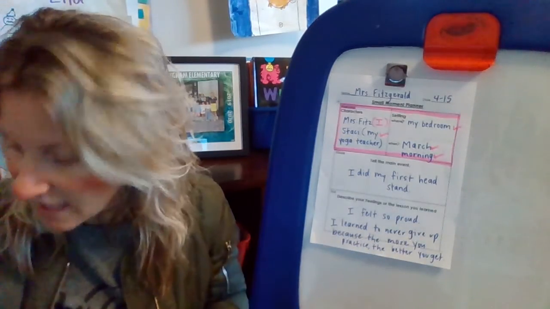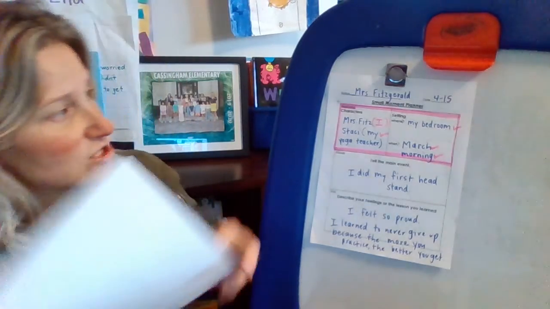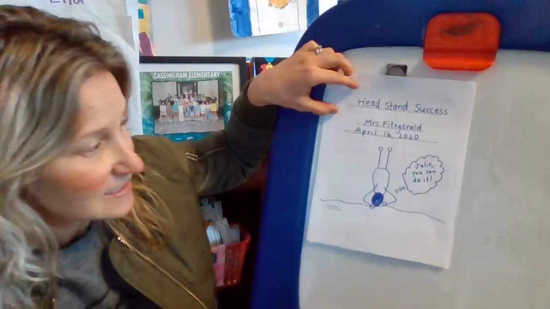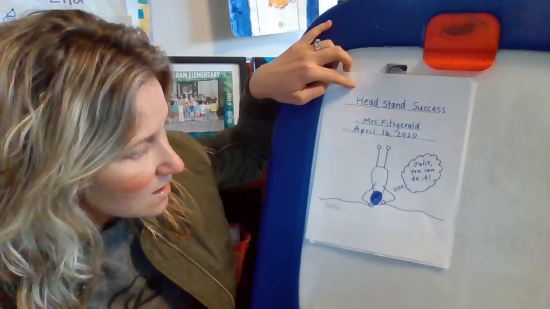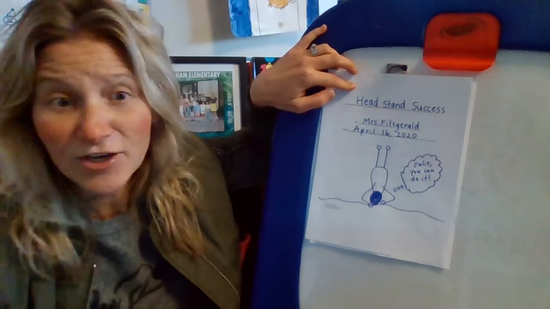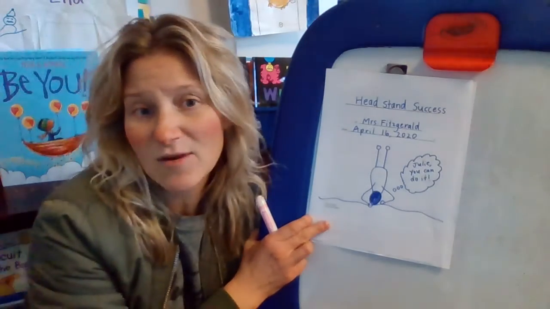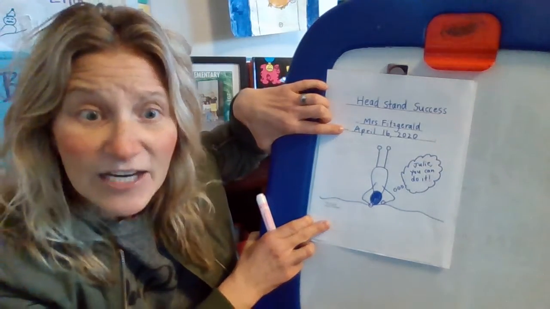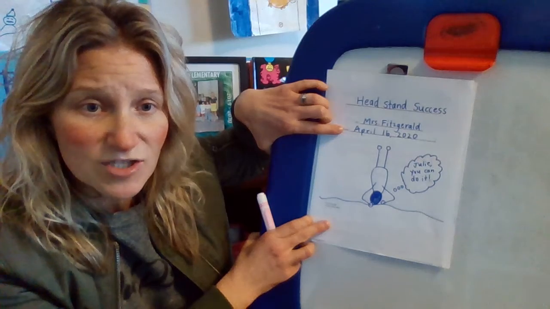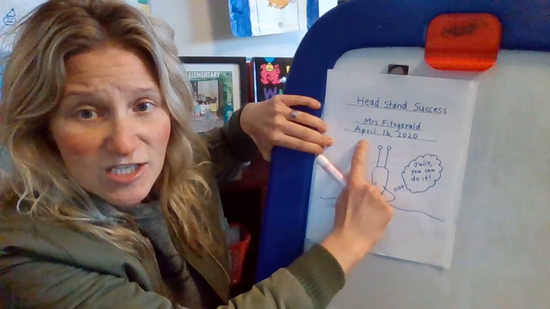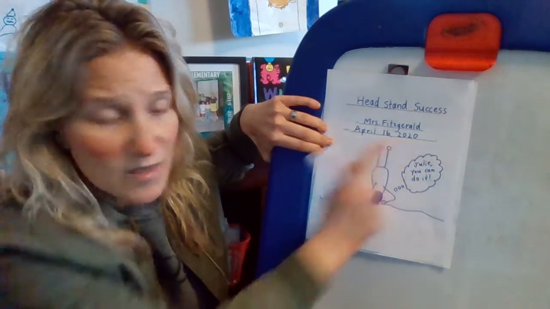Now I'm going to go work on my title page. So I decided to write about when I did my first headstand. So I am going to title it Headstand Success. I could have written my first headstand, but I wanted to kind of make it more creative than that. So I put Headstand Success. I wrote my name, bye-bye. I wrote out the entire date because when we write stories, our job as writers is to practice writing out the entire date with the comma. So April 16th, comma, 2020.